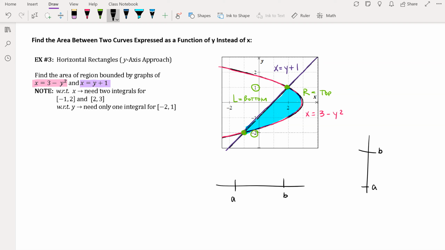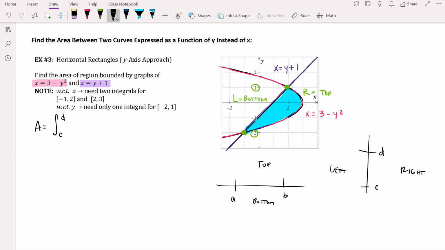Cool. And then top minus bottom is for the x-axis. But for the y-axis integration, we're doing right minus left. Okay, so let's write all this down. Let's summarize. For the y direction, we're going to say A equals the integral from, I'm going to say c to d, because it's not like the a to b. Let's call the y ones c to d.